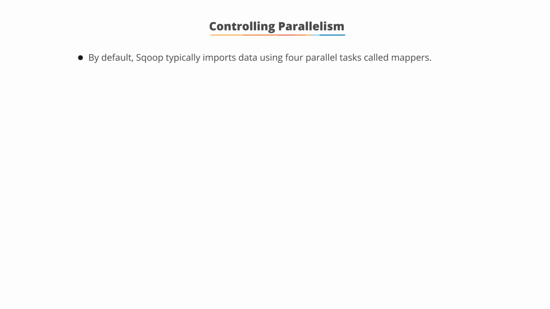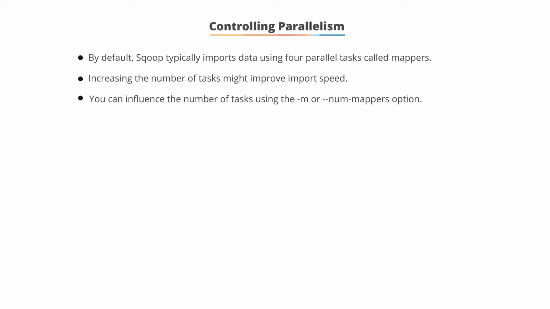By default, Sqoop typically imports data using 4 parallel tasks, each of which is called a mapper. If you increase the number of tasks, this might improve your import speed. However, you should note that each task will add a load to your database server. You can influence and set the number of tasks using the -m or the --num-mappers attribute.